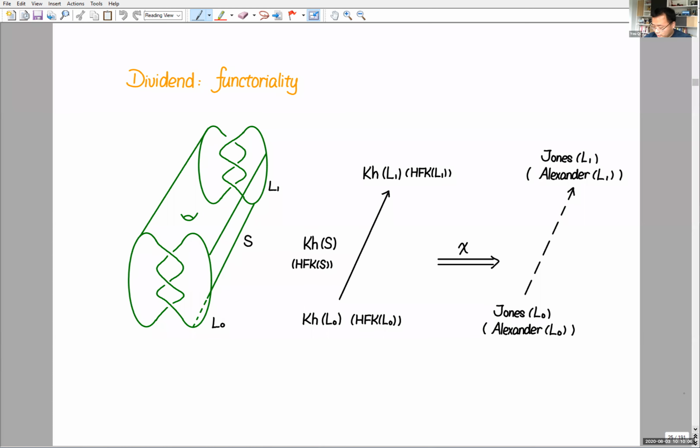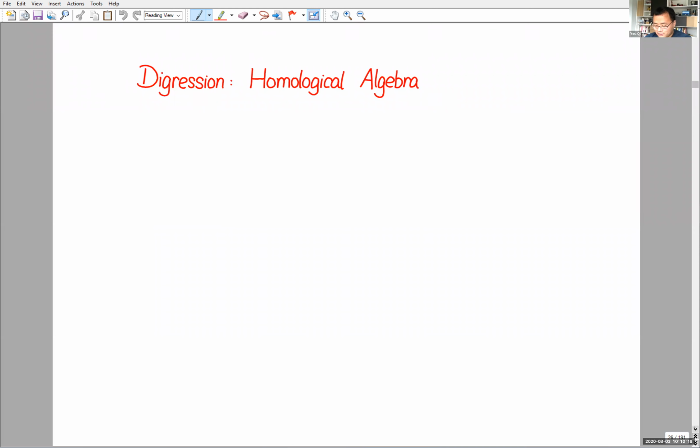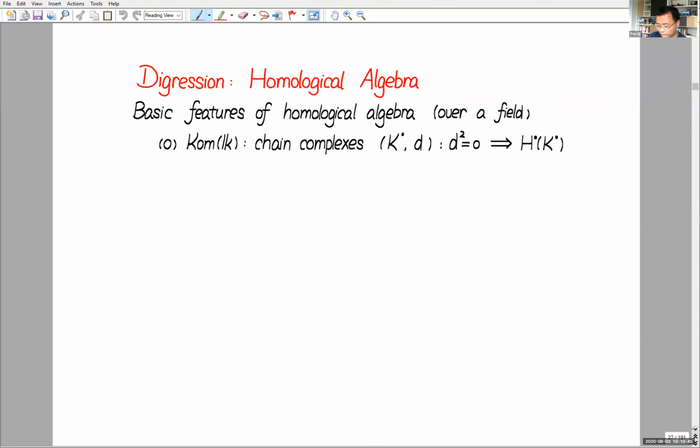To do this, we want to go back to review an important tool used in the study of link homologies, or more generally mathematics: homological algebra. This is the subject of homological algebra. Any questions? So this is the background. I've been quite vague about certain things, but I hope everybody is okay with that. So now let's turn to the important tool of homological algebra used in categorification, or Khovanov homology, or Heegaard Floer homology. Let's start with the basic features of homological algebra, and for simplicity, we'll be working over a field. And so things become slightly simpler.